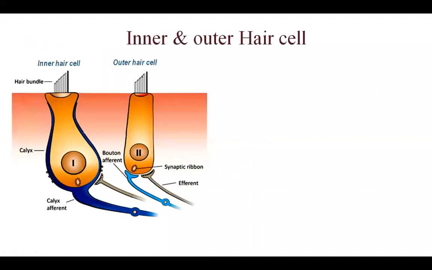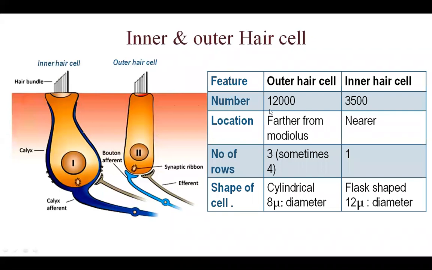While comparing the inner and outer hair cells, the number of outer hair cells is almost 12,000. The inner hair cells are quite fewer compared to the outer hair cells, about 3,500. The outer hair cells are located far away from the modiolus, whereas the inner hair cells are located near. Outer hair cells are usually in 3 rows, sometimes 4, and inner hair cells are always represented in one row.